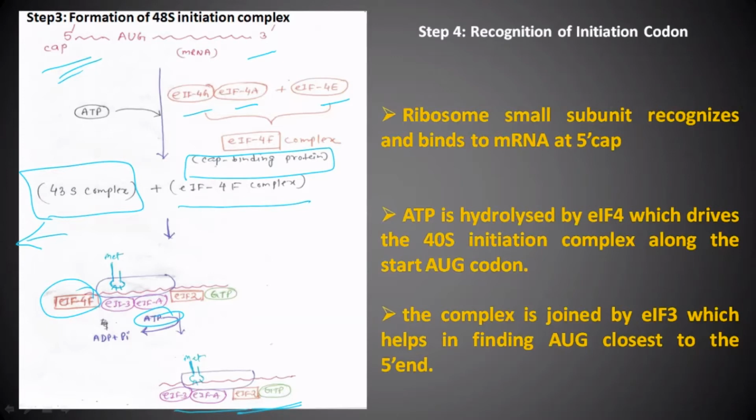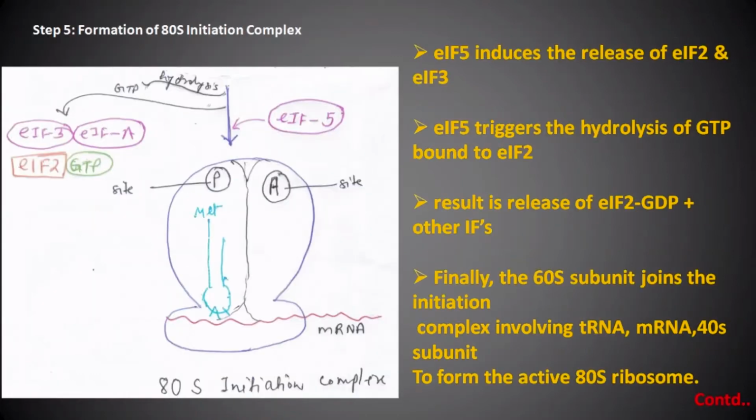Now what happens is another initiation factor, IF5, induces the release of IF2 and 3A. What does this IF5 do? It triggers the hydrolysis of the GTP bound to IF2, and this results in the release of IF2-GDP plus the other initiation factors. And finally, the 60S joins the small subunit, forming the 80S initiation complex, the active ribosome. It is now ready to go to the next step, the elongation step, which I will be discussing in my next class.